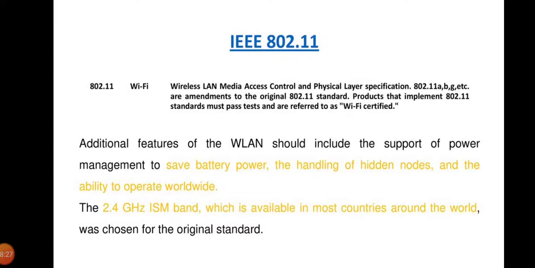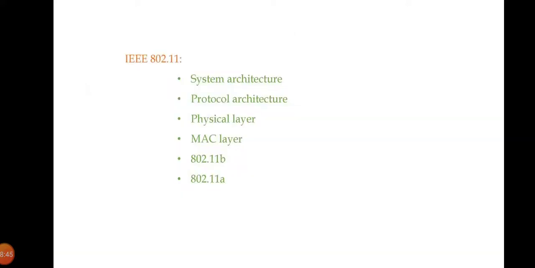The objective of the IEEE 802.11 standard was to define a medium access control sublayer, MAC management protocol and services, and three PHYs, that is, physical layers, for wireless connectivity of fixed, portable and moving devices within a local area. In this IEEE 802.11, we are going to see about system architecture, protocol architecture, physical layer, MAC layer, and 802.11b and 802.11a. Thank you.